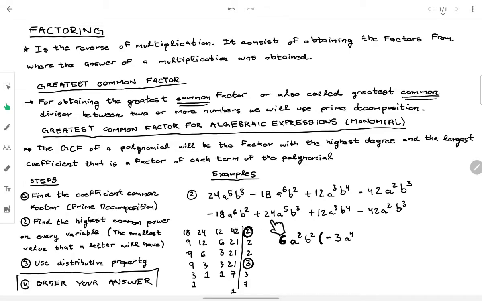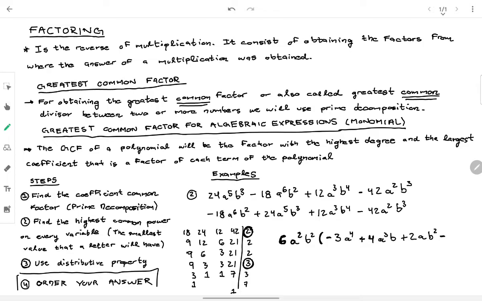24, 6 to become 24, it's going to be plus 4, because 6 times 4 is 24. Then go with the letters. A squared to become a to the 5th, we need 3 of them, so it's going to be a cubed. Then with b, we have b squared. We need to become b cubed, so we need only a b. On the third one, 6 to become 12, we need plus 2. On the letters, a squared to become a cubed, we need only one a. B squared to become b to the 4th, we need 2 b's.